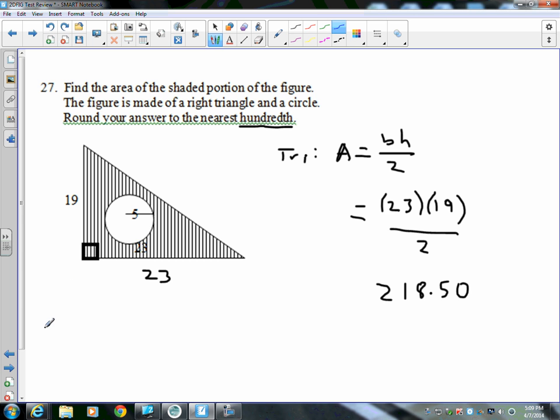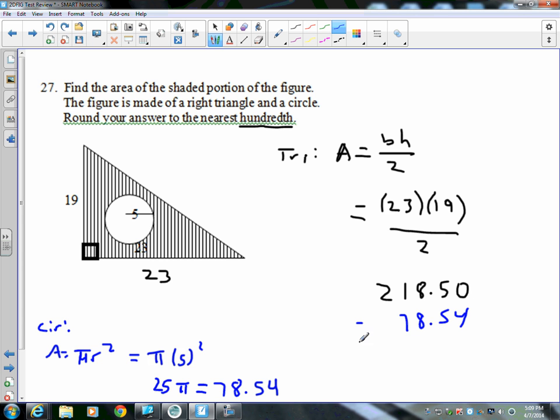On the circle, to find the area of a circle, we say area is equal to pi r squared. Okay, so we get pi. Radius in this case is 5 squared. 5 squared is 25. We get 25 pi. Again, since we're rounding to the hundredths place, we're going to go ahead and put this in the calculator. So 25 times pi gives us 78.54 if we round.